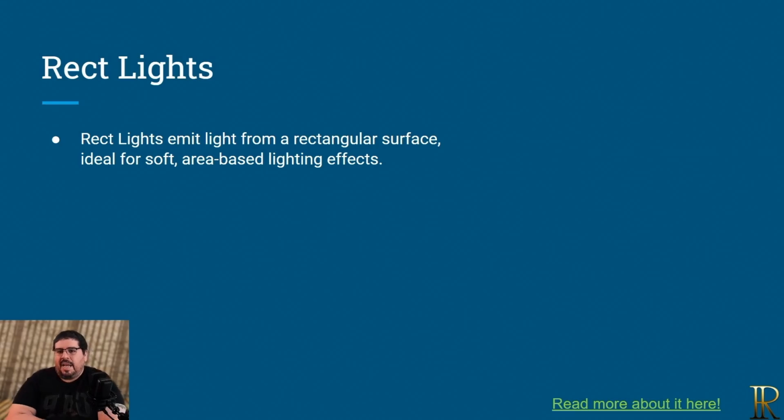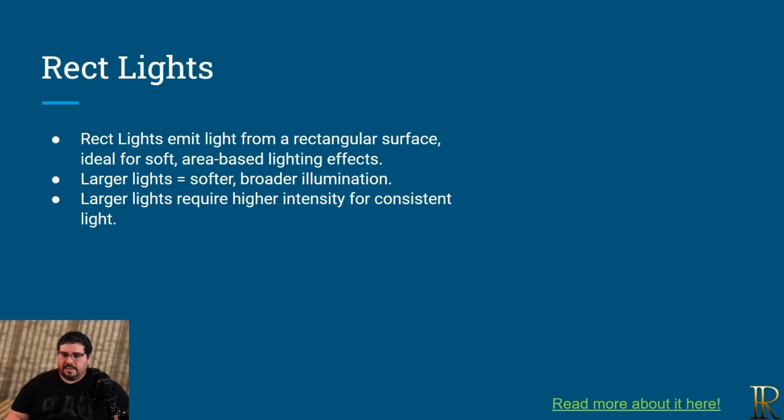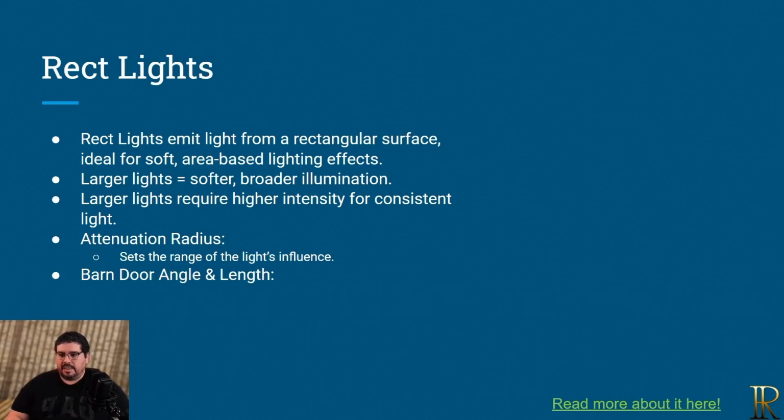So rect lights emit light from a rectangular surface, ideal for soft, area-based lighting effects. Larger lights usually do softer, broader illumination. Larger lights require higher intensity for consistent light. One thing we can use with these lights is we can control the range of influence that they have, same as most lights, really. But also they have barn doors and angles, and you can control the length and the angle of the barn doors.